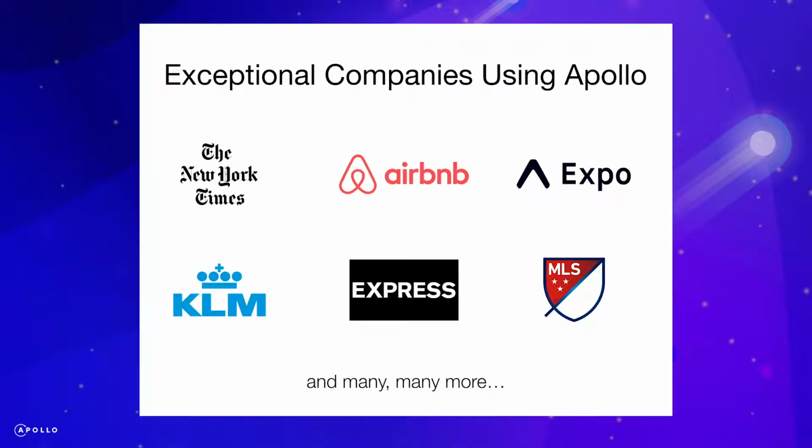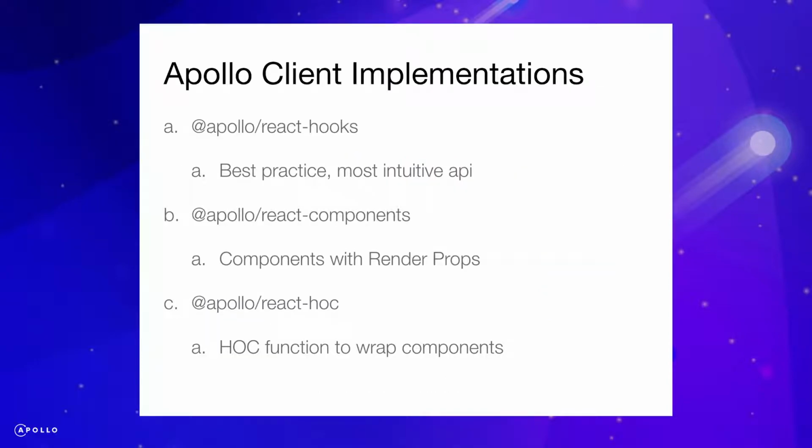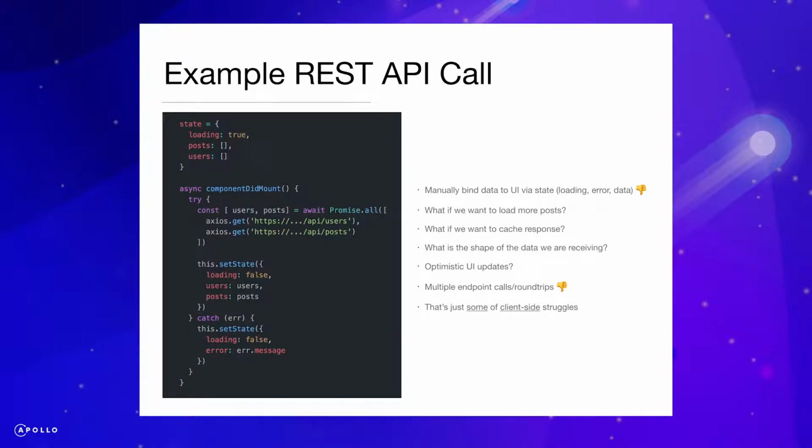There are many companies that have adopted using Apollo in production, and just a few of them are listed here. Apollo Client has multiple ways to implement your GraphQL requests, whether your preference is using the new hooks API, render props, or higher order components. Here's an example of a typical REST API call from a React application. There are many shortcomings in this approach, and just some of them are listed here.